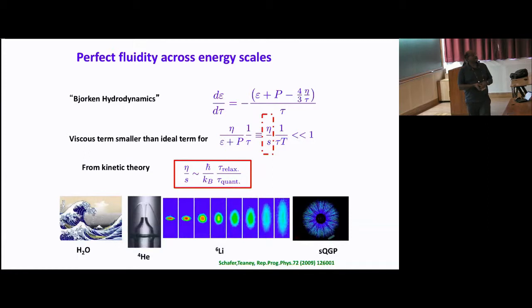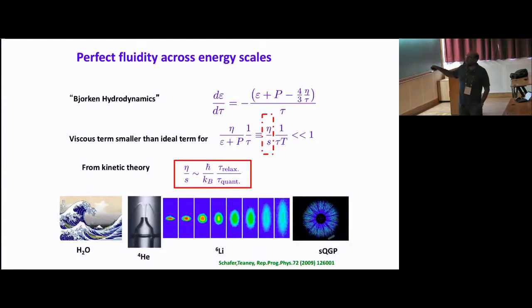Now, what is eta over s? It's actually a remarkable quantity to think about, because if you construct eta over s in kinetic theory, you find that it's actually the ratio of two fundamental constants.